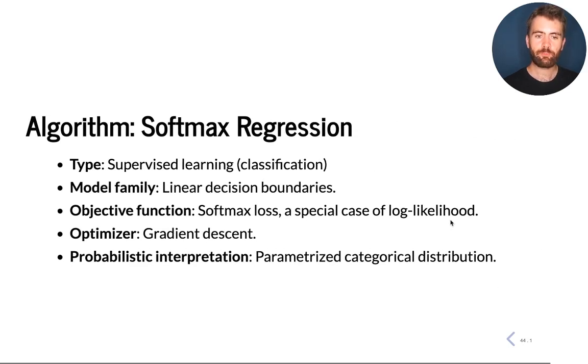Summarizing what we saw, softmax regression is an algorithm for supervised learning and specifically for classification that fits a model that is parameterized by a softmax function and which looks for linear decision boundaries between the data. Its objective function, we can call it the softmax loss, but this is a special case of the log likelihood, and it's typically optimized using gradient descent. And we can interpret it from a probabilistic perspective as parameterizing a categorical distribution.